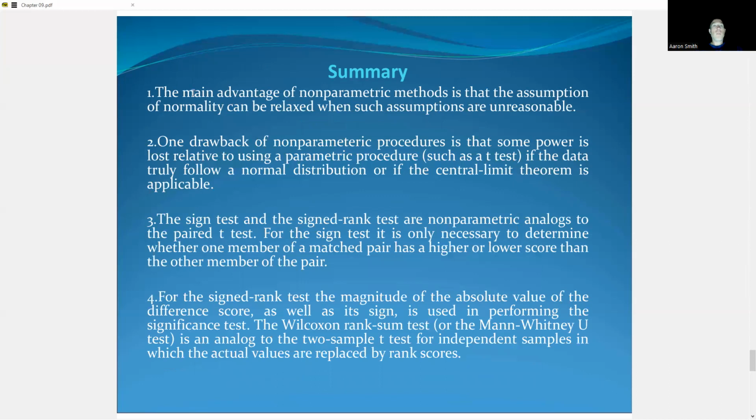All right, so summary. The main advantage of non-parametric tests is that we don't have to rely on assumptions. I can take my data from a much wider range of values and value types, a wider range of distributions, and still be able to run things. Now, one drawback of the non-parametric procedures is that some power is lost, and that's referring to how when I do non-parametric tests, I'm more prone to failing to reject the null hypothesis.